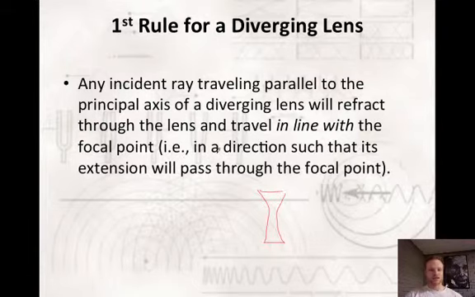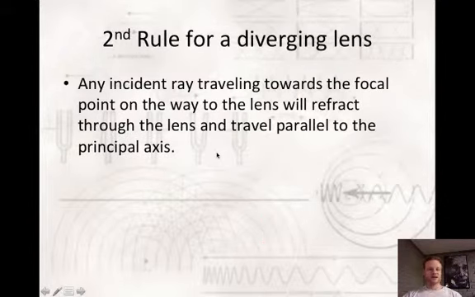Basically, any incident ray that travels parallel to the principal axis will refract through the lens, and if you trace the ray backwards, it will lead to the focal point. Again, a picture is worth so much more than these words written right here. So that's the first rule. The second rule is any incident ray traveling towards the focal point on the way to the lens will refract through the lens and travel parallel to the principal axis. So those are the two rules for a diverging lens.